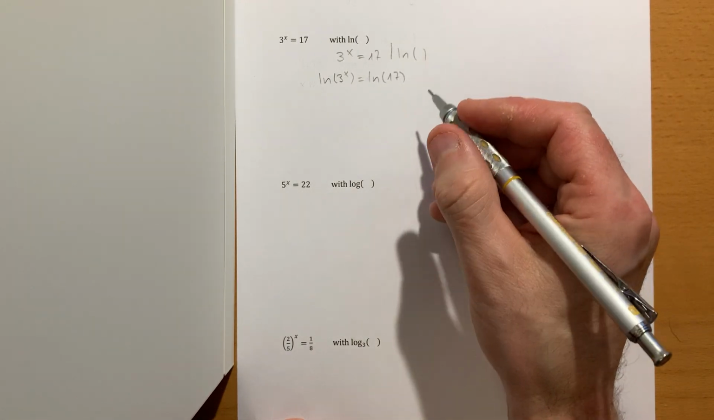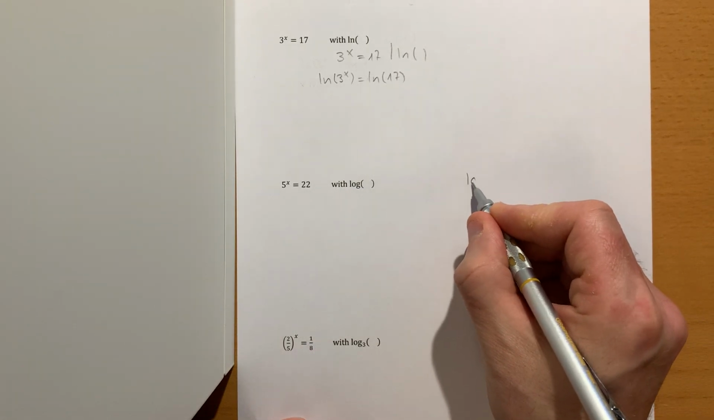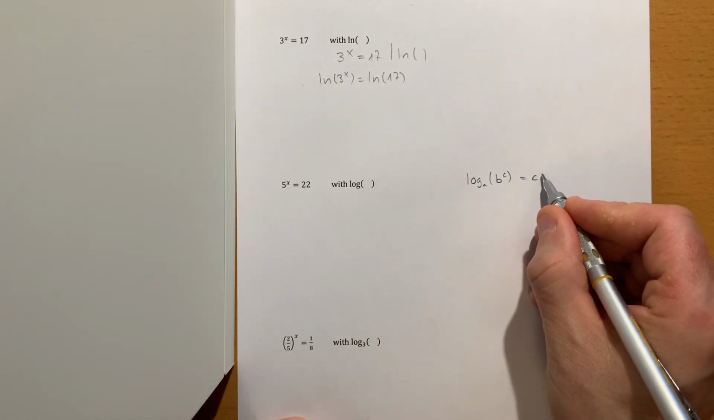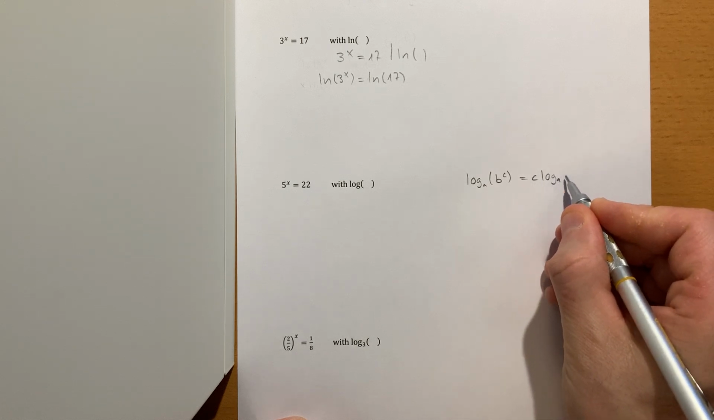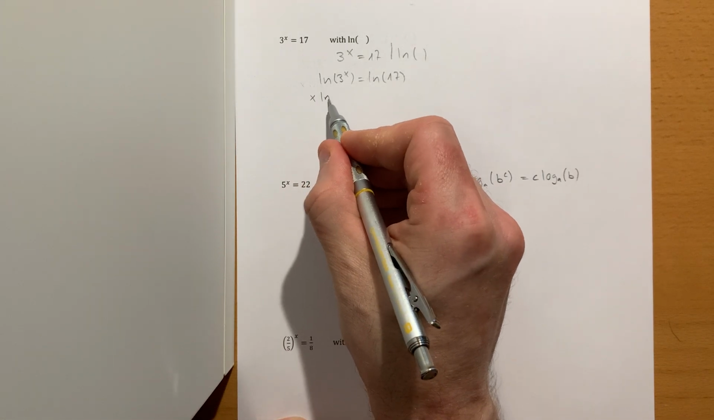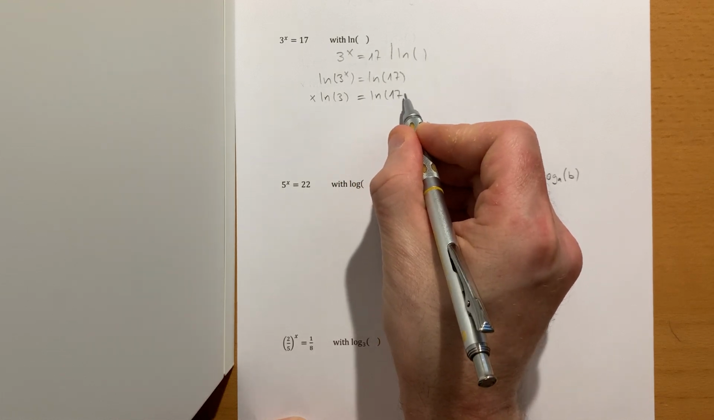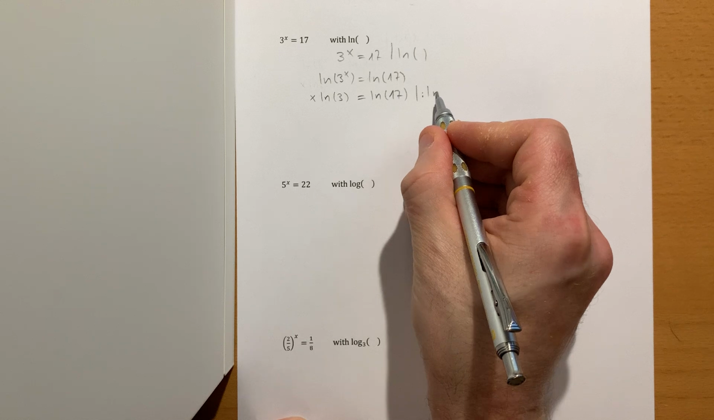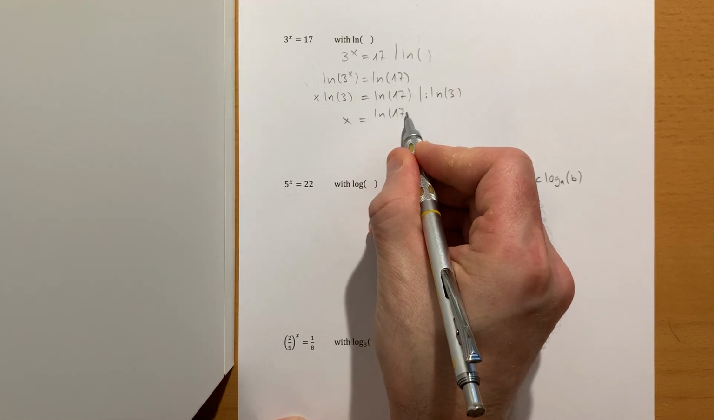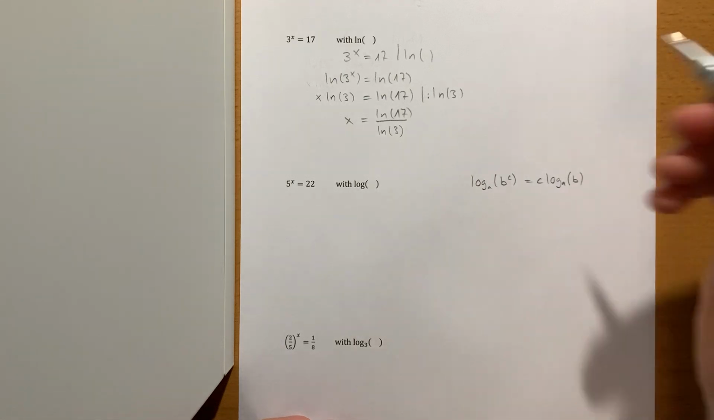Why are we allowed to do that? Because we know this rule here. Let's write it here. Log to the base of a of b to the c is the same thing as c times the log to the base of a of b. So now I can take out the x. x ln 3 is equal to ln 17. Or we divide by ln 3, because this is just a number, and we get x is ln 17 over ln 3.